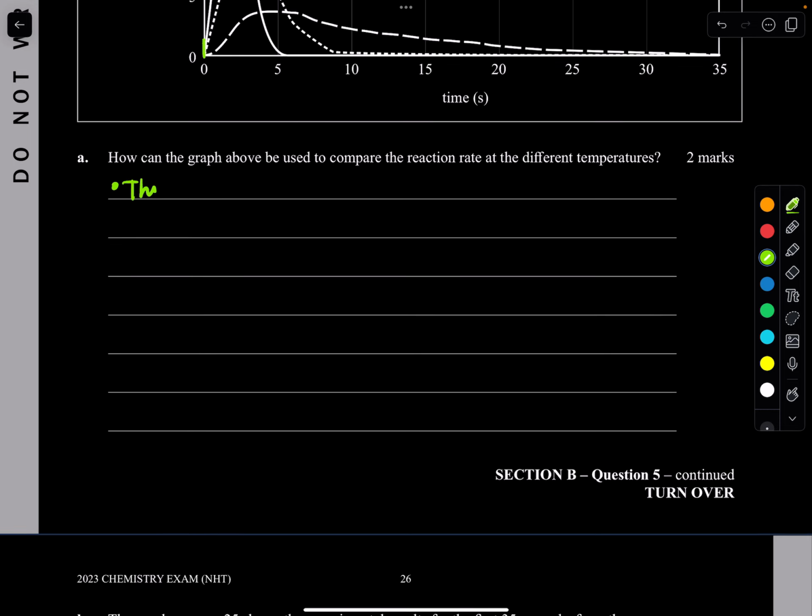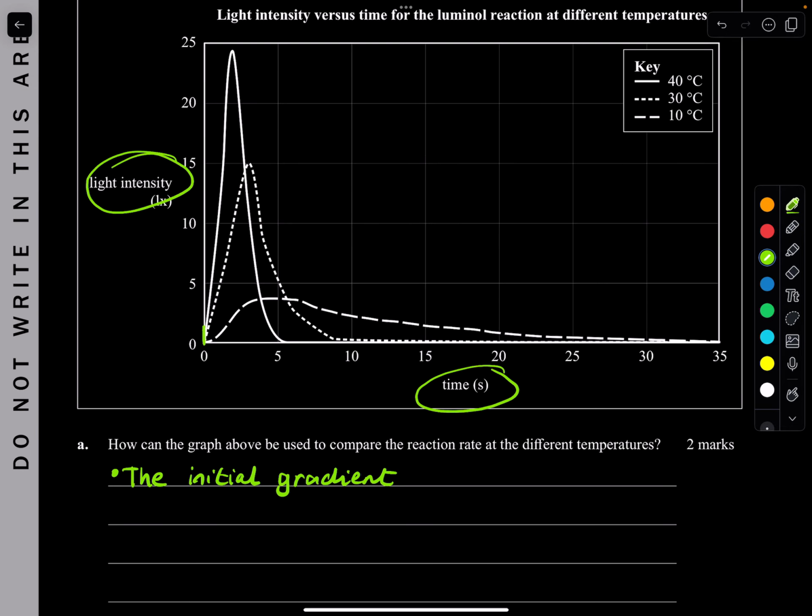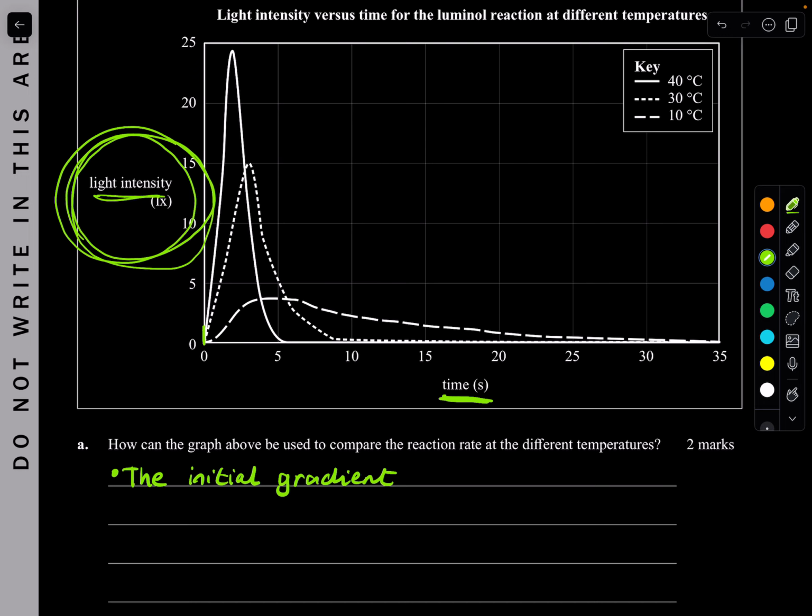So we can use the initial gradient. One of the best things about the initial gradient is that you can use it even if this was a concentration-time graph. I've learned a hint: if you have time on the x-axis, it normally tends to be the gradient that determines the rate of reaction. For example, when I saw time here, I realized straight away that if it's light intensity, the gradient is going to be very useful to determine the rate of a reaction.